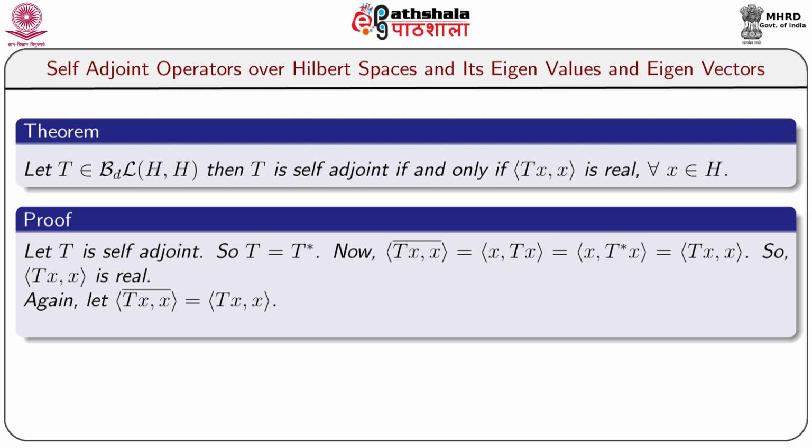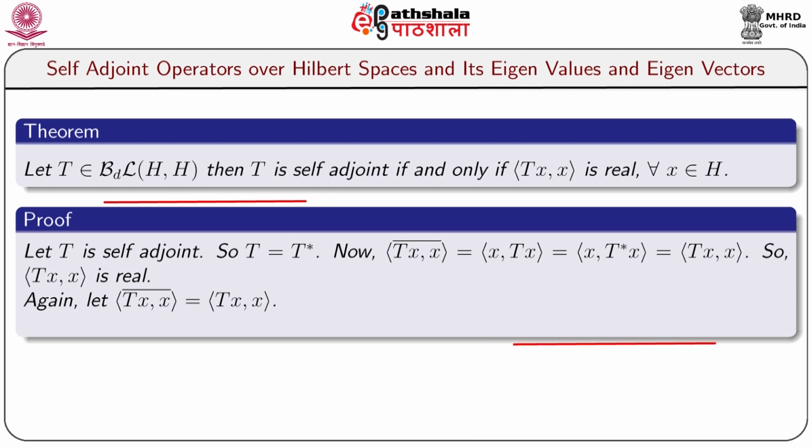Let us take another theorem. Let T be a bounded linear operator from H to H, that is, T belongs to B(H, H), then T is self-adjoint if and only if inner product ⟨Tx, x⟩ is real for all x belongs to H. The proof looks like this. Let T be self-adjoint, so T equal to T star. Now, conjugate of ⟨Tx, x⟩ equal to ⟨x, Tx⟩, which is equal to ⟨x, T star x⟩, which is equal to ⟨Tx, x⟩, because T equal to T star. This shows that ⟨Tx, x⟩ is real.